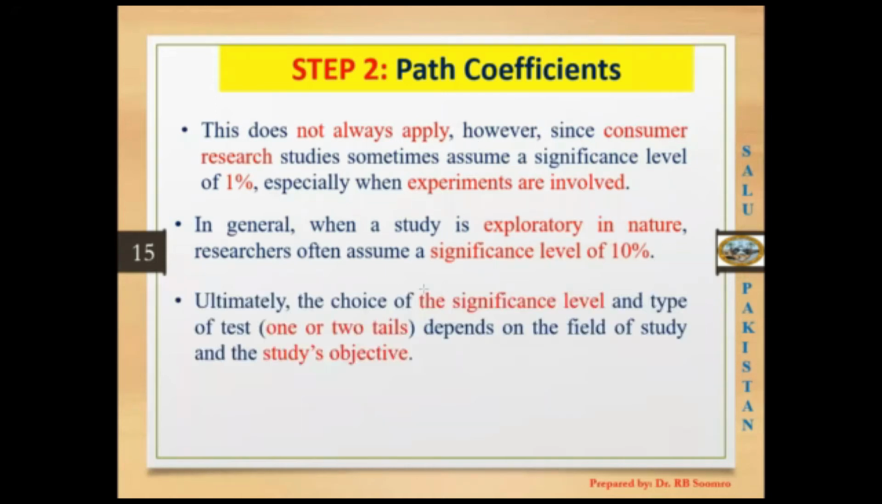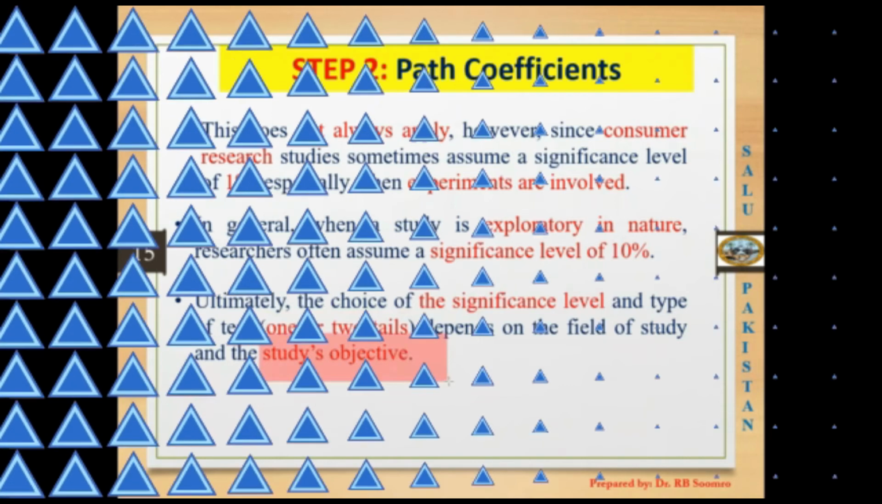The ultimate choice of the significance level depends on the study objective. Whether you are working on a two-tail or one-tail hypothesis, ultimately the significance level, meaning 10%, 5%, or 90%, depends purely on the study objective.